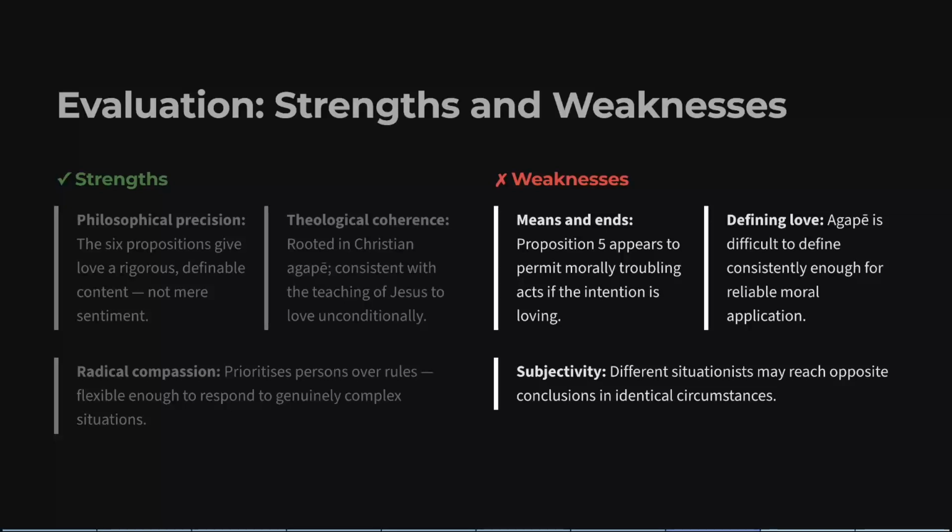But there are weaknesses. Proposition 5 remains the Achilles heel. The end justifies the means is a principle that historically has been used to justify almost anything. Fletcher's insistence that the end must genuinely be agapē is important, but it relies entirely on the moral seriousness of the individual, and there's no external check.